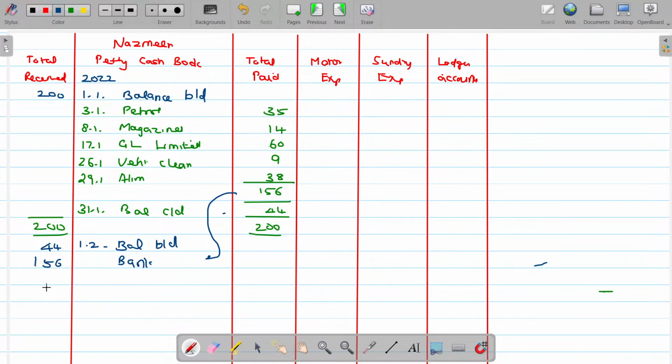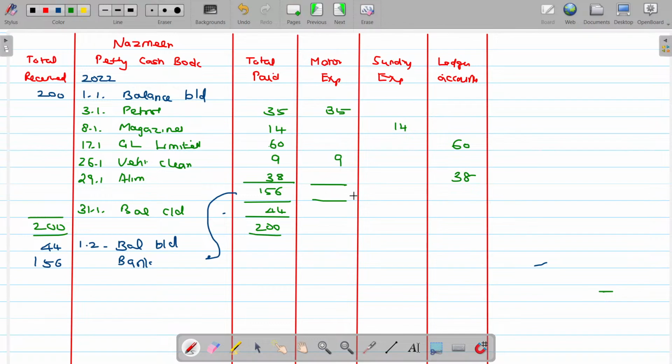Okay, 156. Now you have to categorize these expenses. Petrol will come under motor expenses. Magazine is not motor expenses. There is a sundry expenses column, so you can post there. GL Limited, related to the party, will fall under the ledger account. Vehicle cleaning, motor expenses 9, and Alim related to the ledger account 38.